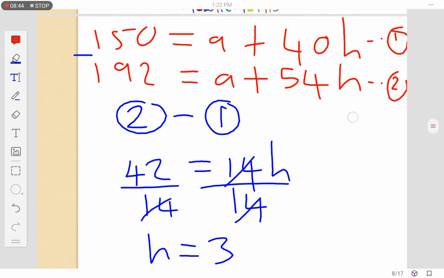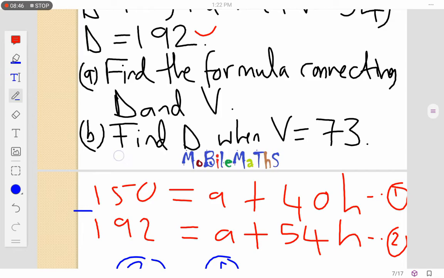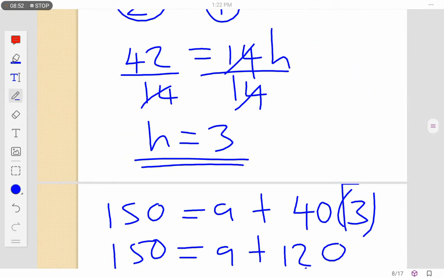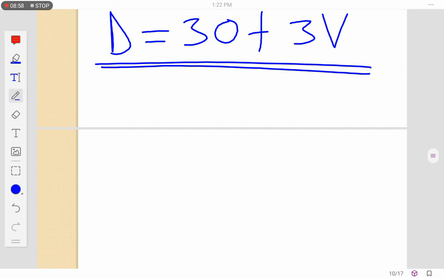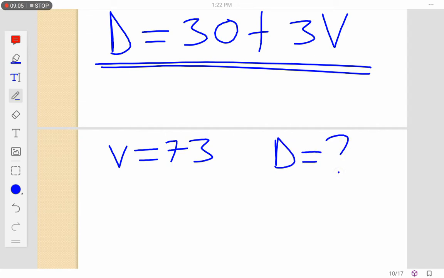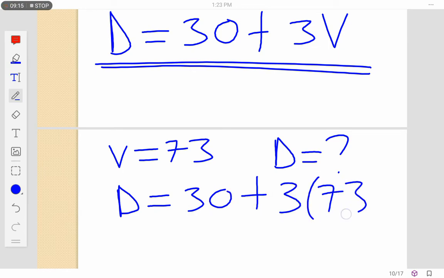Then we were asked to find d when we are given v. Okay, so let's do that. d when we are given v. So our v is 73 and we want to find the value of d. Okay, so we simply substitute. We've got d is equal to 30 plus 3 by 73, like that.